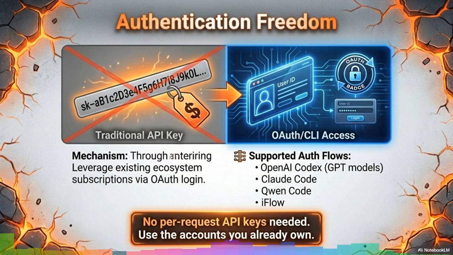But let's look at the source list again. It's not just Gemini we're talking about here. No, not at all. It's the big three and then some. It handles GPT-5 via the ChatGPT codex. It handles Claude Code, which is obviously huge right now for developers. It handles Quotio Code and iFlow. It's really trying to be the single doorway for every major model you might ever want to use.